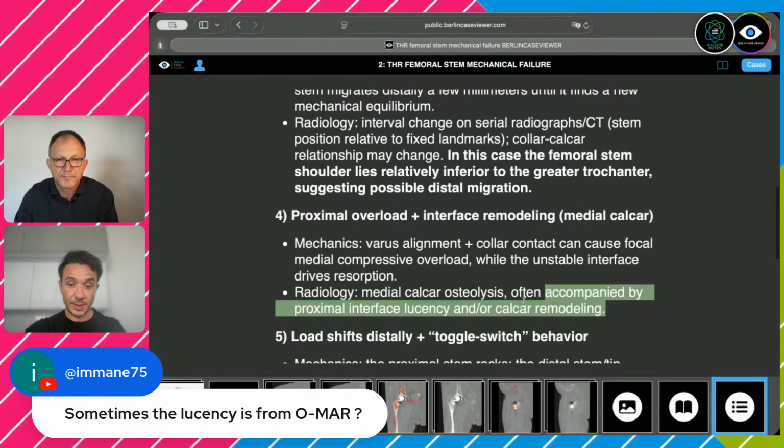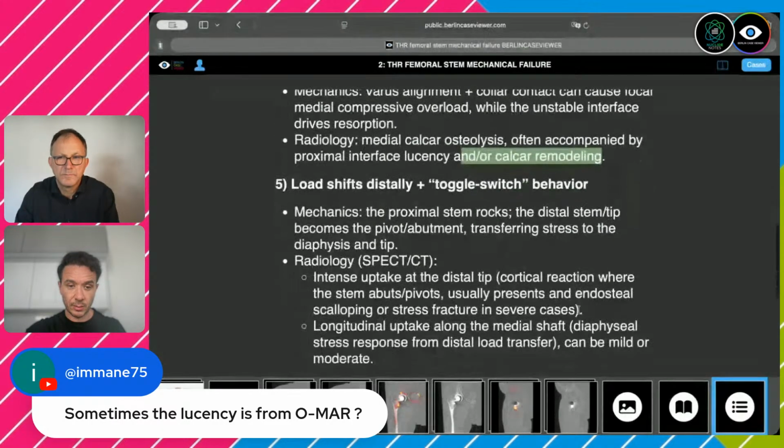Usually it is accompanied by proximal interface lucency, which we see in zone 1, and calcar remodeling.